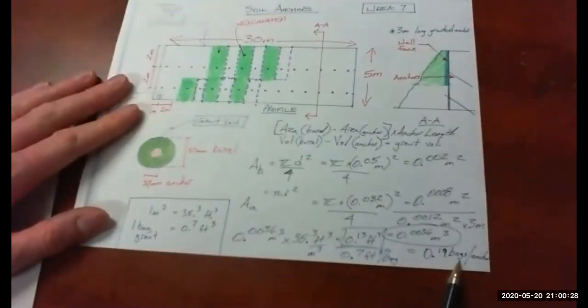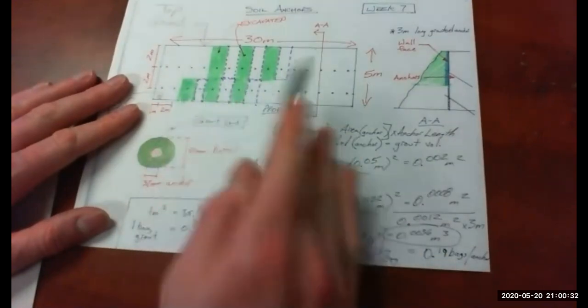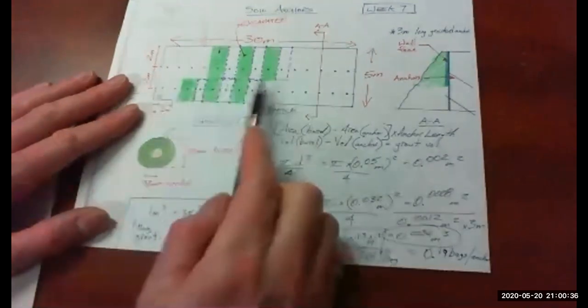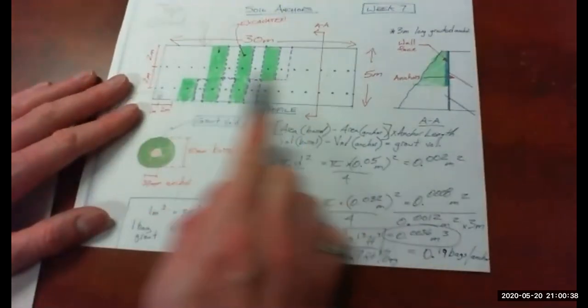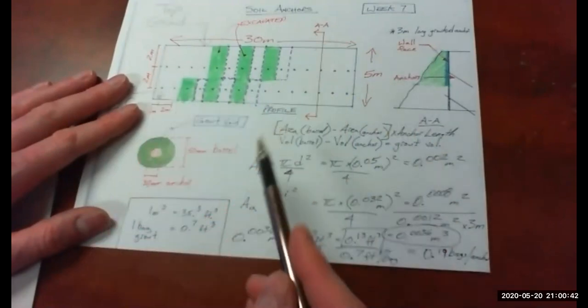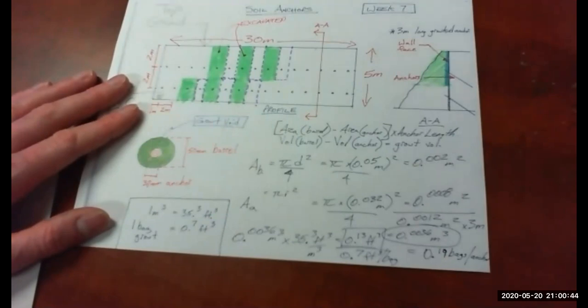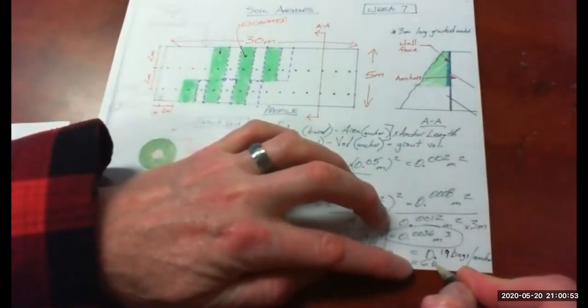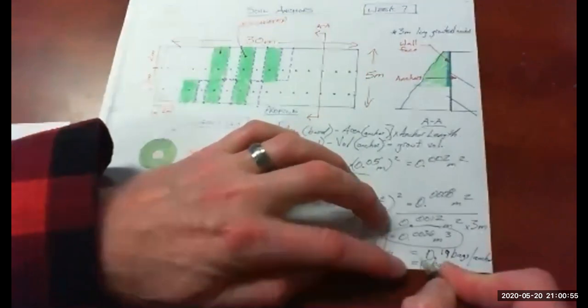So to find your total number of bags, you simply multiply bags per anchor times the number of anchors that you have. So up here, we've got 15 anchors per row. So 15 there and 15 there. So that's 30 anchors total. So we would go 0.19 times 30, which is 5.7. So we would need 6 bags of grout.